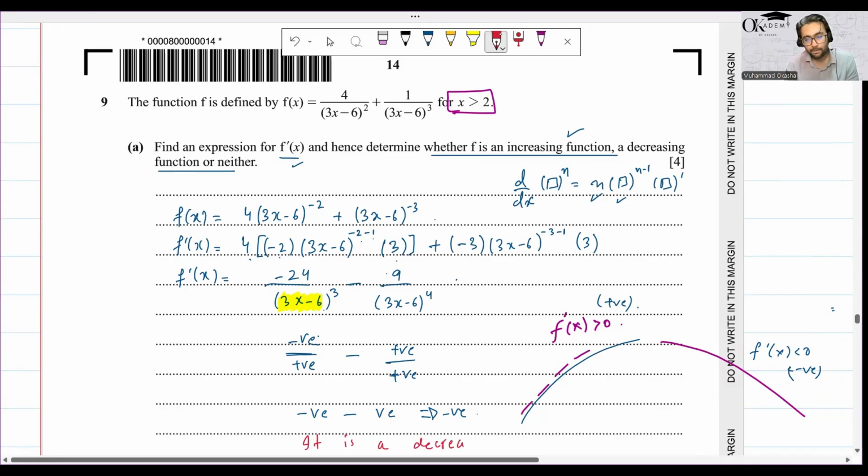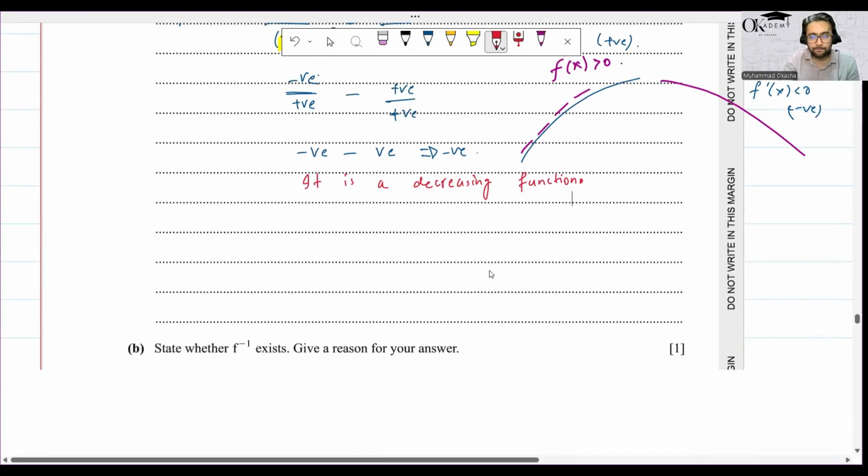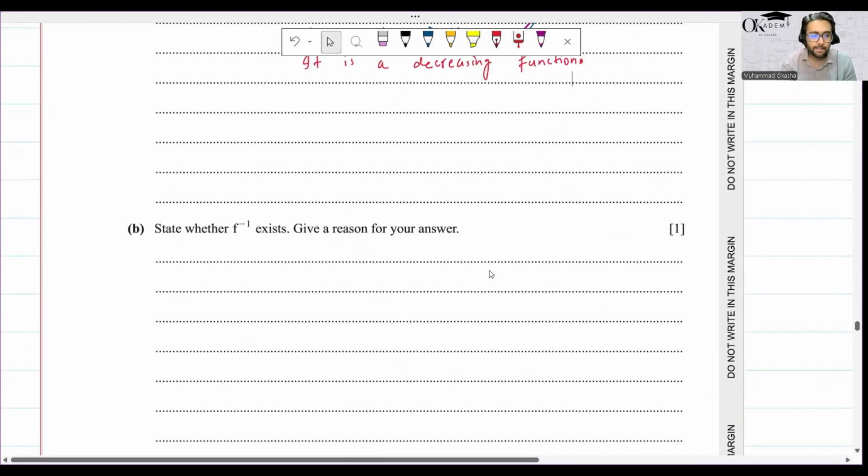Okay, this is a very important fact. We'll use it in the other parts as well. And now we've scored ourselves 4 marks. The next part says, state whether f inverse of x exists.